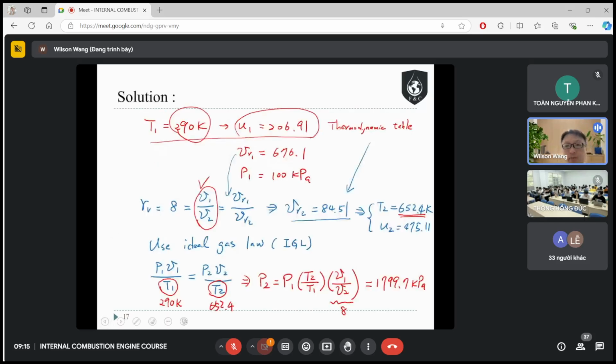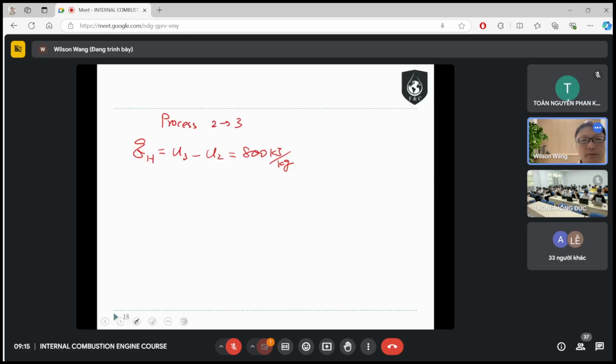Okay, and we know U1 and we know the U2 right here. So we know the U2, so we can calculate U3 equal to 1,275. Then we check the thermodynamic table, we get T3 and VR3.